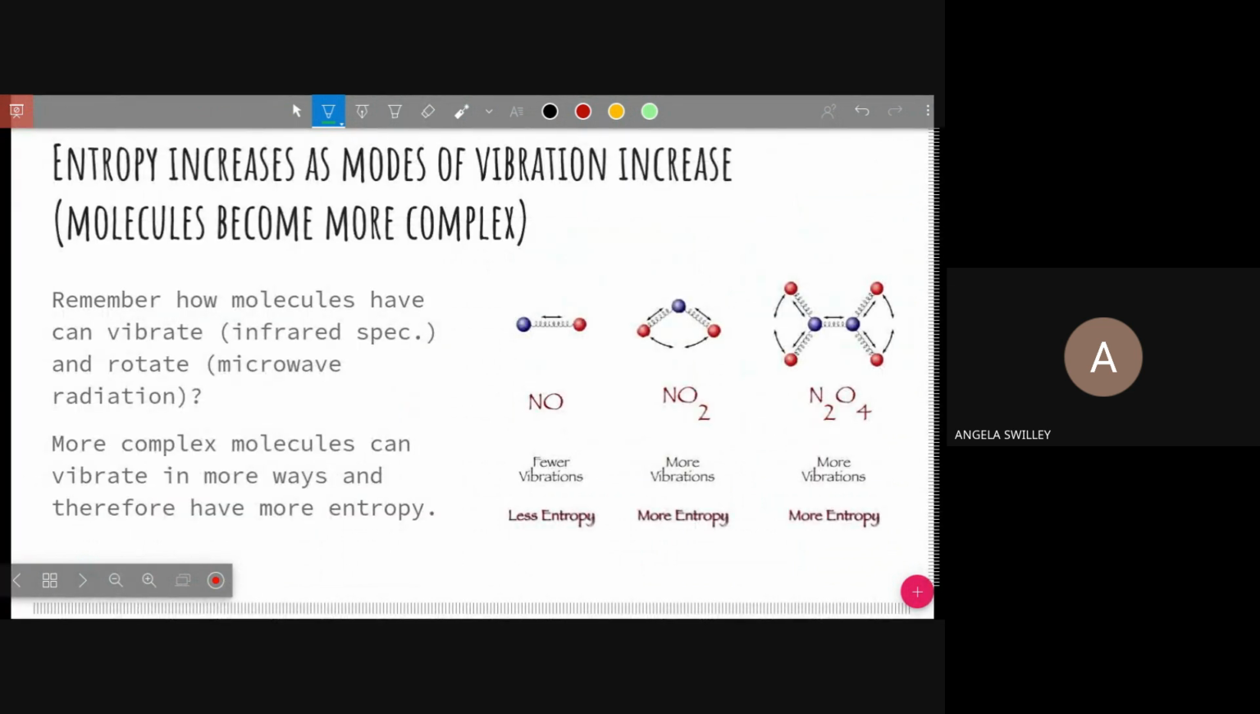Entropy increases as modes of vibration increase. As the molecules become more complex, the entropy will increase. Molecules can vibrate, which is the infrared part of the spectrum, and rotate, which is the microwave part of the spectrum. More complex molecules can vibrate in more ways and therefore have more entropy. So fewer vibrations, less entropy; more vibrations, more entropy. The vibrations in the bonds cause it to have more disorder.